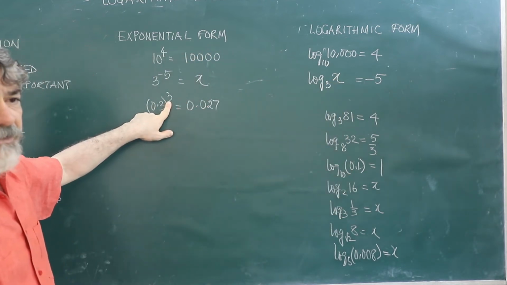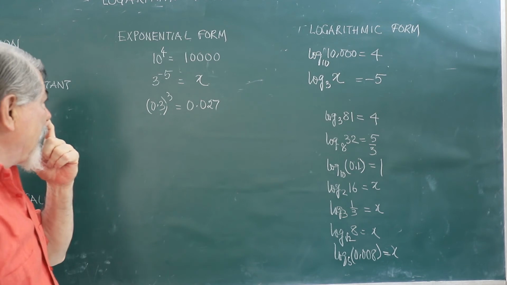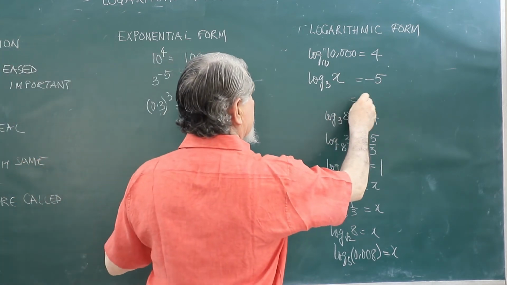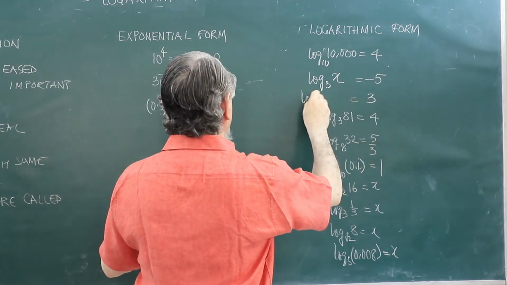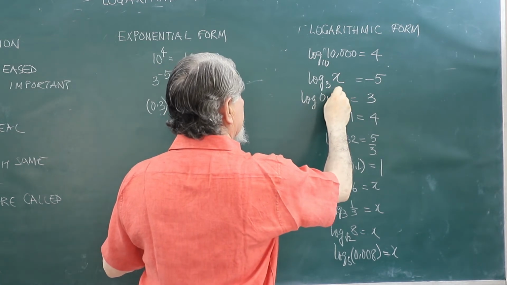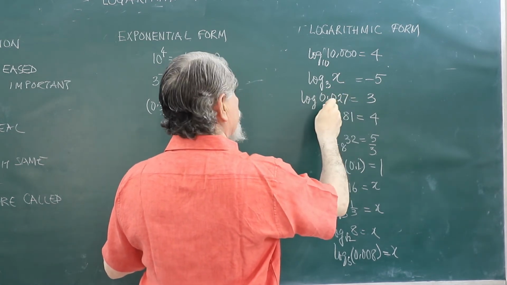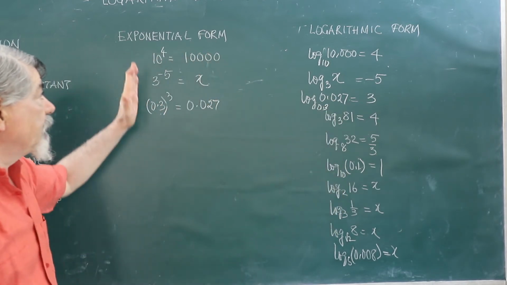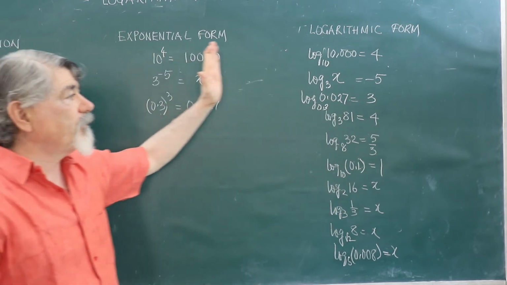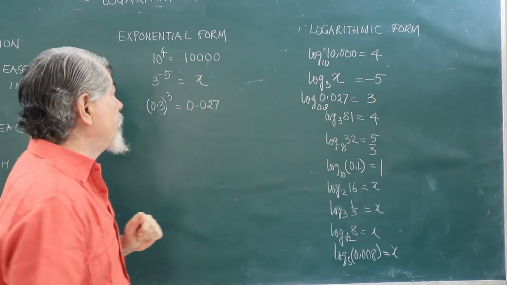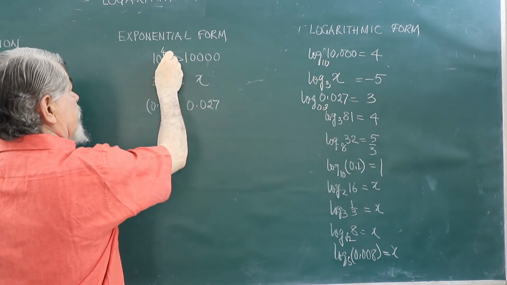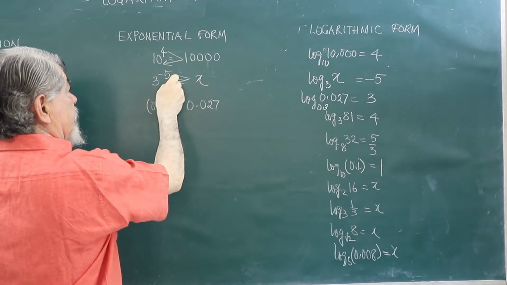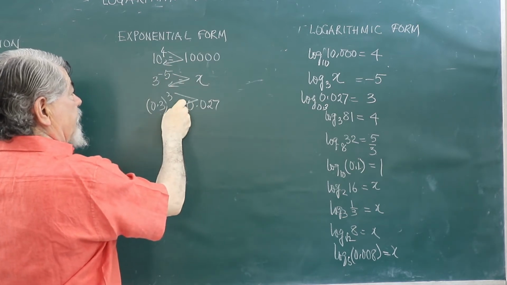Now 3 is the exponent here. So 3 will be logarithm. 3 will be logarithm of the number which you have obtained, 0.027 to the base 0.3. So we converted the exponential form to the logarithmic form. We went from here to here. We went from here to here. If you remember this way, it will be easier.